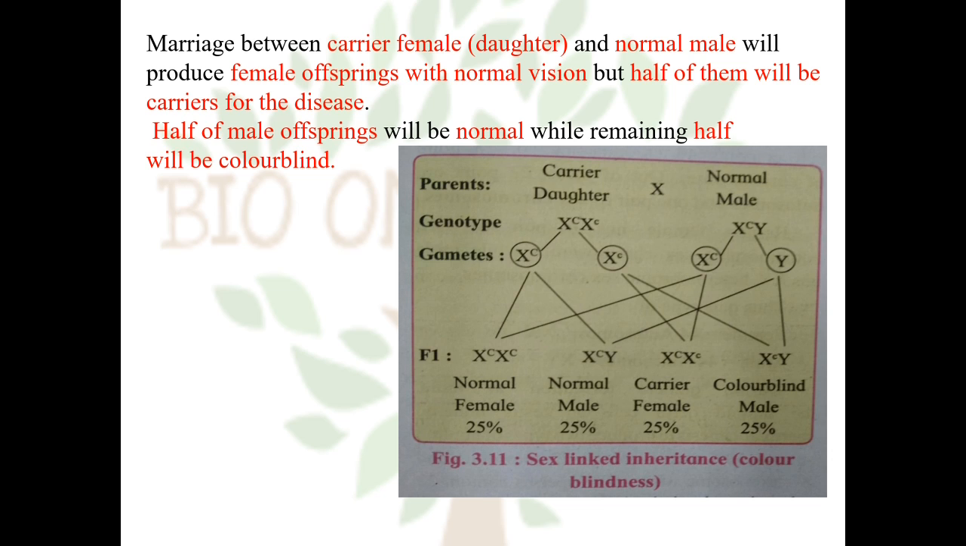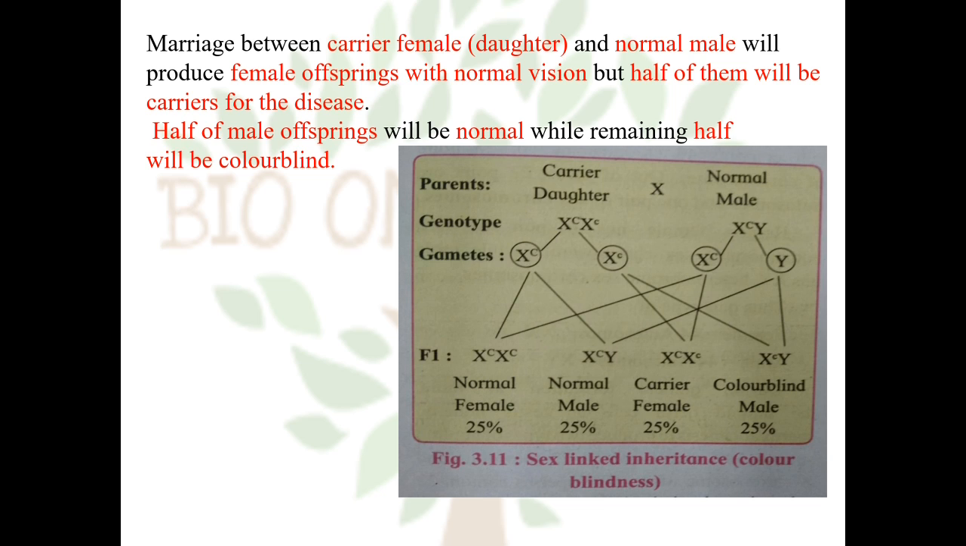25%. When the gamete from the carrier daughter, X^c, fuses with the gamete from the normal male, X^C, it produces a carrier daughter having genotype X^C X^c, 25%. And when the gamete X^c fuses with the Y chromosome, it produces a colorblind male having genotype X^c Y, 25%.